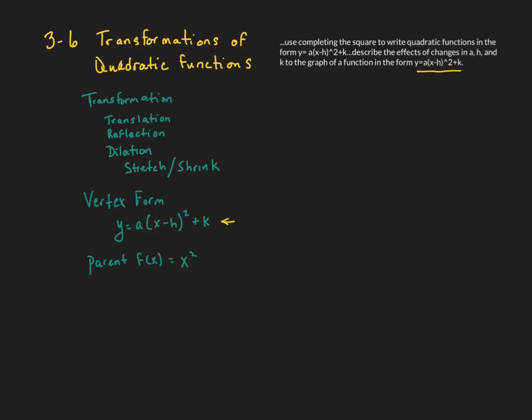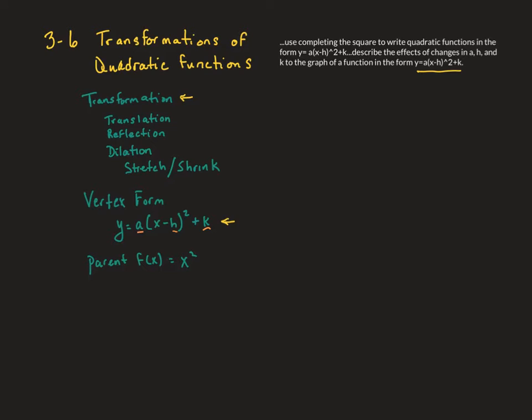Now, in doing so, what we're going to find is the transformations that we're going to be looking at will be translations, reflections, and dilations. So quickly, you should remember from what you've gone through in previous algebra courses that a can do the reflection and the dilation, h is going to do the translation side to side, k is going to do the translation up and down. So just some of those things.